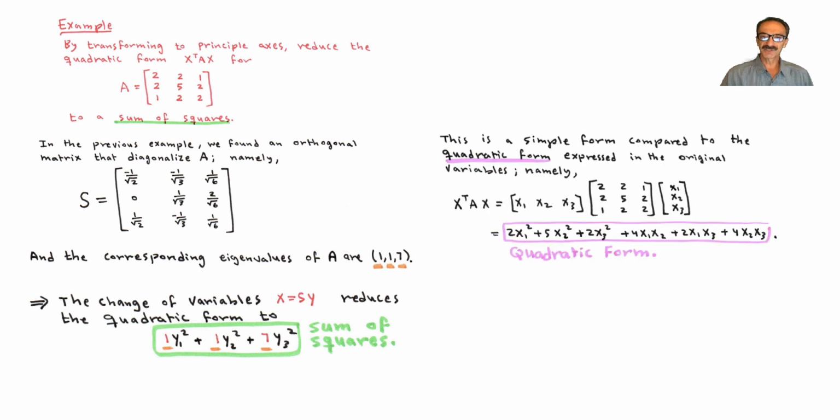Now, this is a simple form compared to the quadratic form expressed in the original variables, namely x transpose ax with x1, x2, x3. See, for this one right here, it's a 3 by 3. When you do the quadratic form and you apply x transpose ax, you will get this right here. We prefer this one right here. It's called a sum of squares instead of the quadratic form. And as you can see, the change of variables x equals sy reduces the quadratic form to a sum of squares. And that's enough for 7.5, orthogonal diagonalization and the quadratic form with the principal axis theorem.